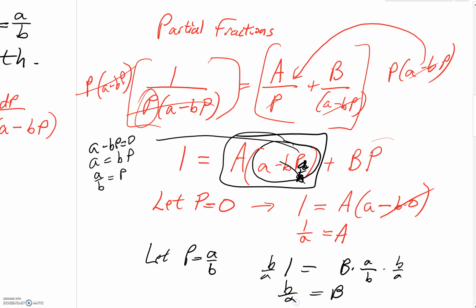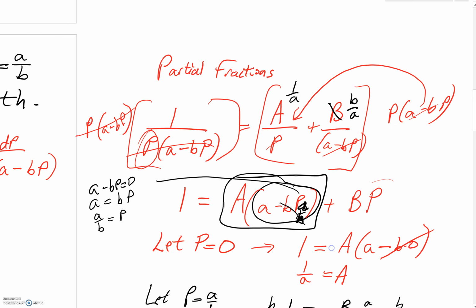And there you have it. Now, please understand that this B right here is really B over A, and this A right here is 1 over A. So this is really like a 1 over A times 1 over P, and this is B over A times this 1 over A minus BP. That's your partial fraction decomposition.